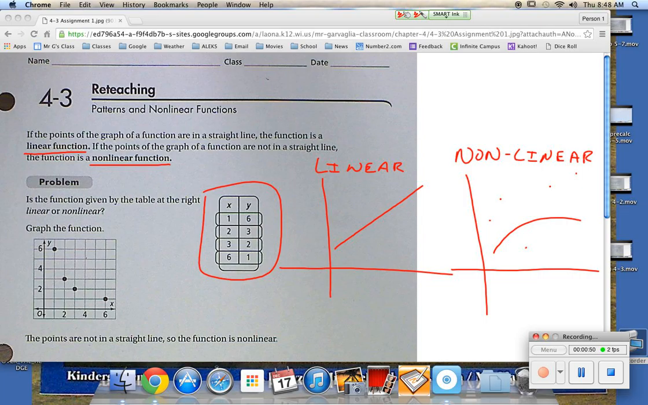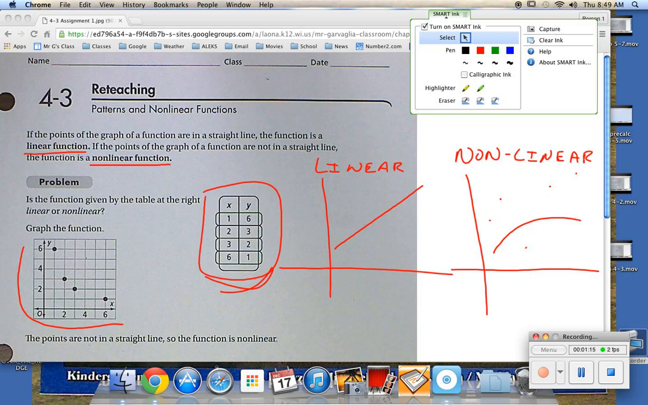On the next page, you will have a graph like this here, and you will be given a table. You need to be able to graph on that graph the points from the table. And that will tell you whether that's a linear or nonlinear function. Okay, that's the first part of what we're going to work on.